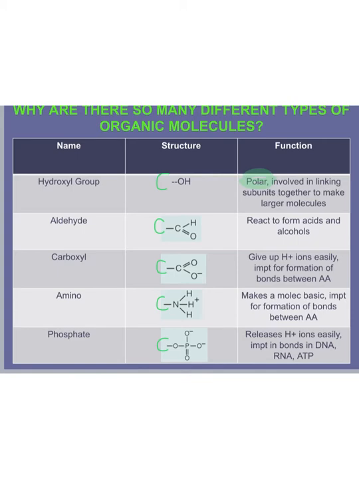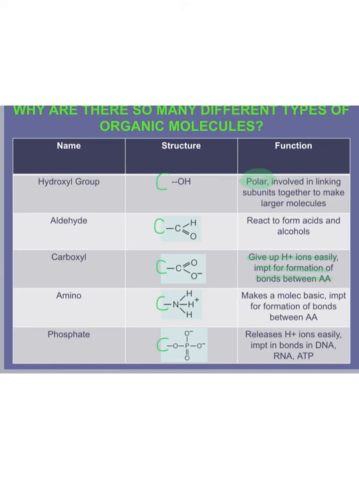If we add a carboxyl, it's basically going to turn that carbon molecule, that carbon backbone, into an acid, because remember, if you think back to chapter 3, remember what acids do. They give up hydrogen ions easily, and that's what's going to happen with these carboxyl groups. Carboxyl groups are also going to be important in the formation between amino acids used to build proteins, and we'll talk more about those in the next chapter.